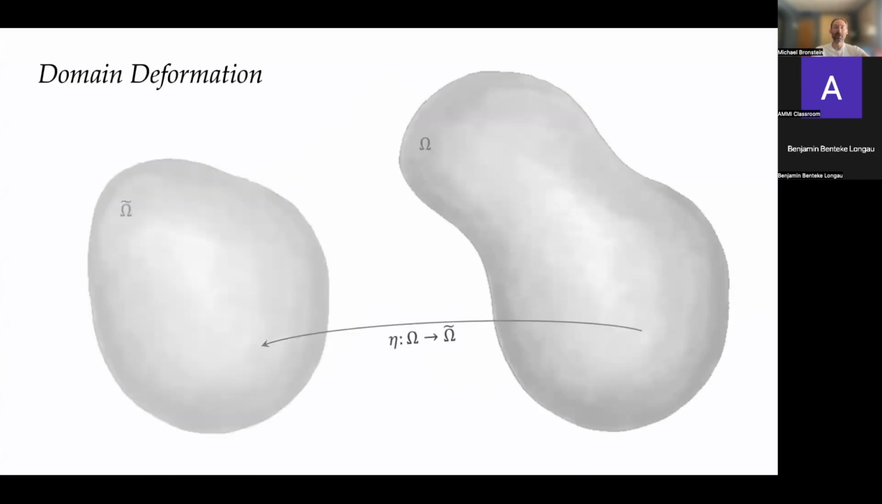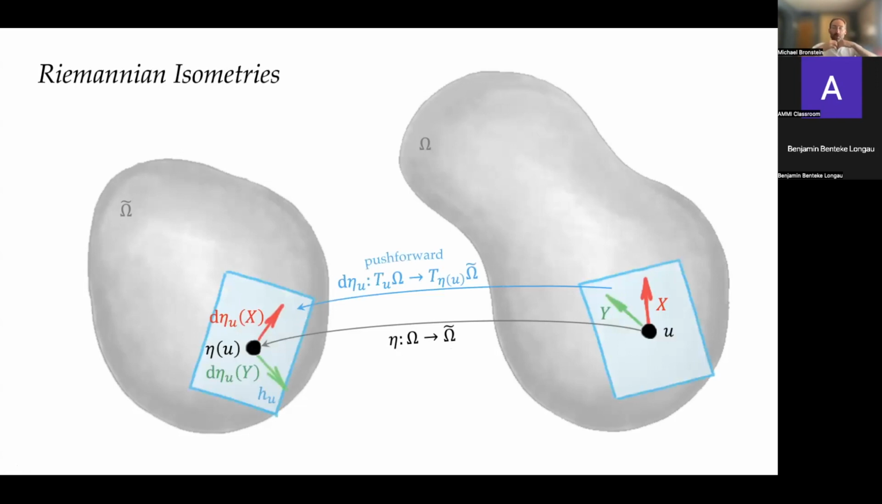We can think of domain deformation as a map between two different manifolds, right? So we have a manifold omega, we have another manifold omega wave, and I have a map, let's call it eta, from omega to omega wave. What I will need to describe now is how it changes the Riemannian metric, right? Usually you would just say that if I have a point, I have an infinitesimal displacement from this point, I can also make an infinitesimal displacement from the image of the function, right? And this is what is called the differential.